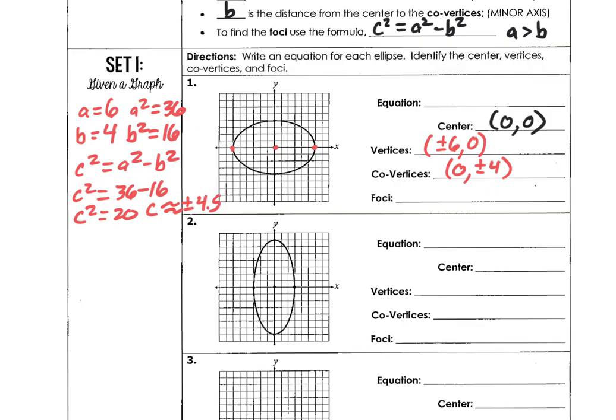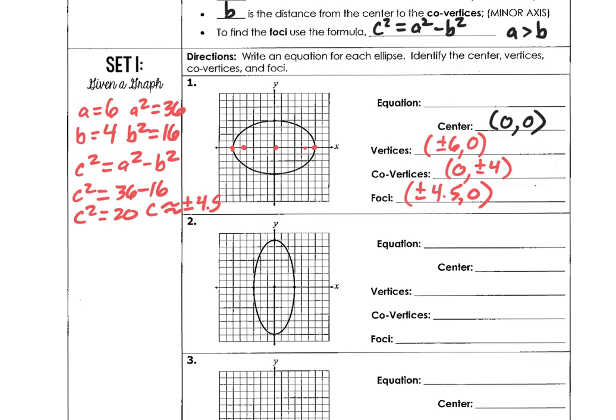And if we take the square root of 20, we'd get about 4.5. And it's also going to be on the x-axis. And it's always on the bigger, longer axis. And it's always on the inside of the ellipse. Sometimes it's further to the inside. Sometimes it's going to be almost right to the edge, like we talked about yesterday. But it'll still be on the inside.